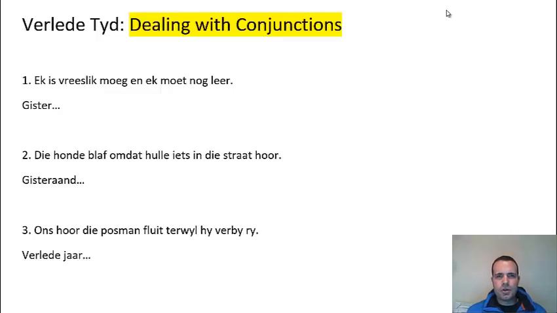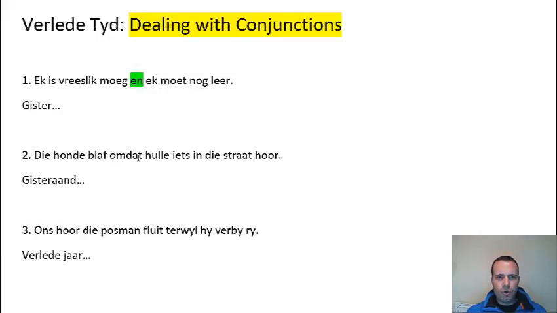Verlede Tyd dealing with conjunctions. Sometimes they give you a longer sentence and there's actually a conjunction in the middle of the sentence. If we look at our three examples here. Ek is vreeslik moeg en ek moet nog leer. You have to see the en.